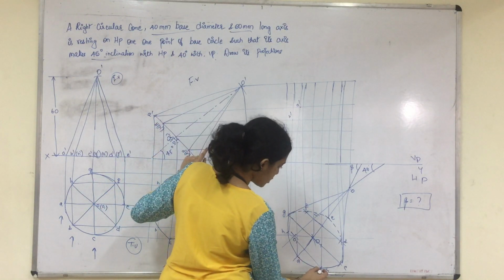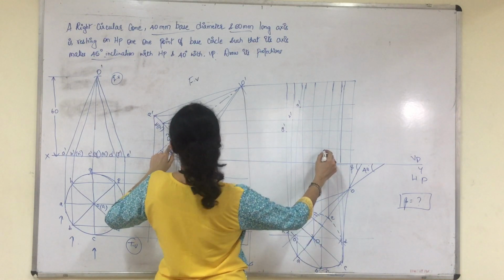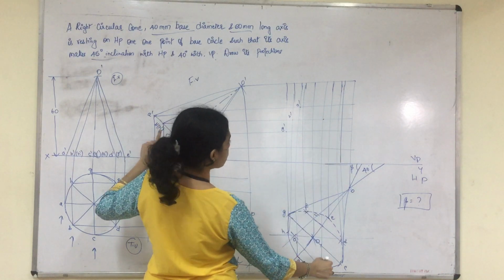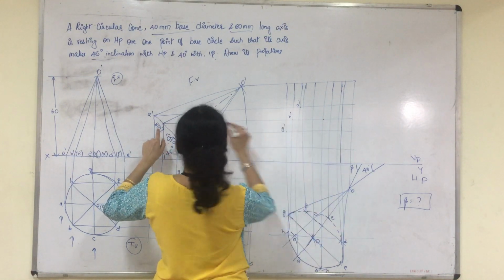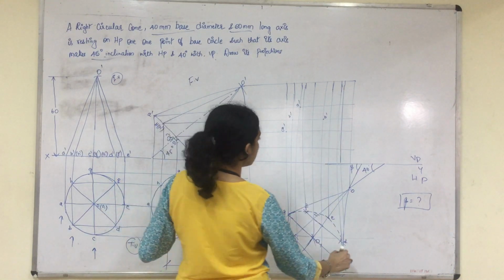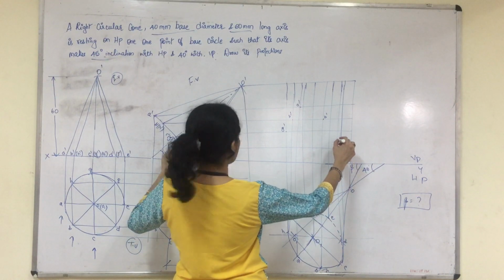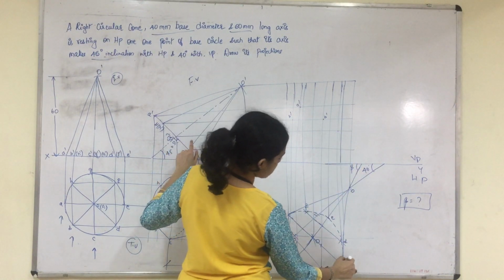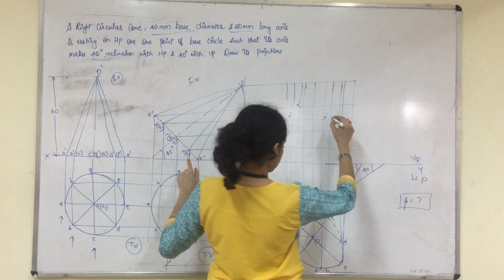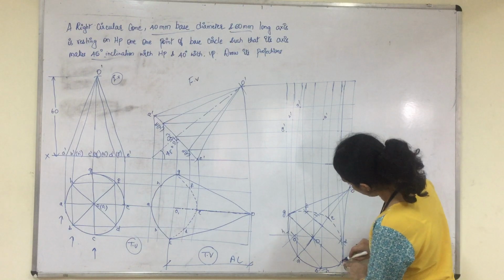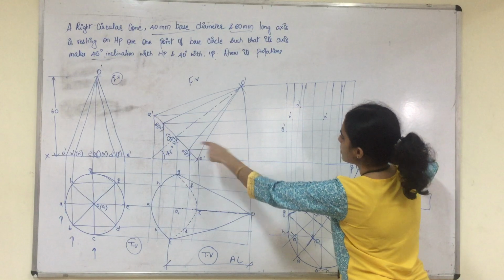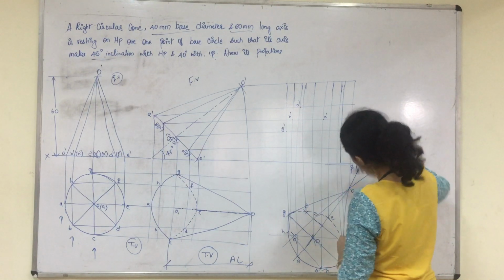And the locus of B, this is B, the locus of B is meeting B dash at this point, so this is our B dash. And the locus of C, this is the locus of C, the locus of C is meeting C dash at this point, so this is our C dash.